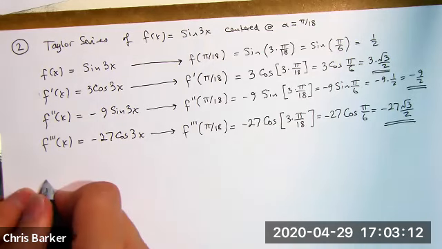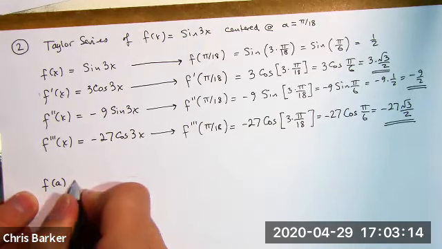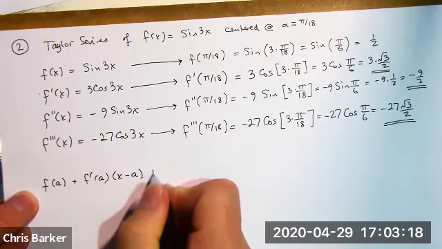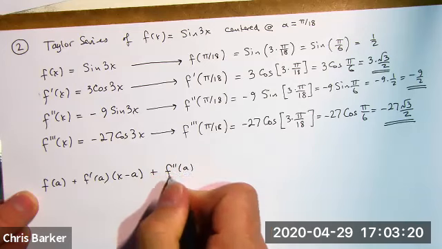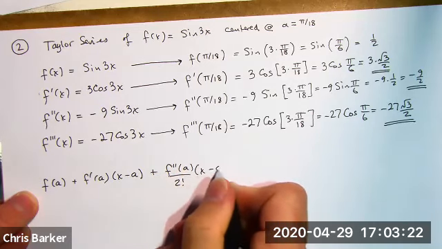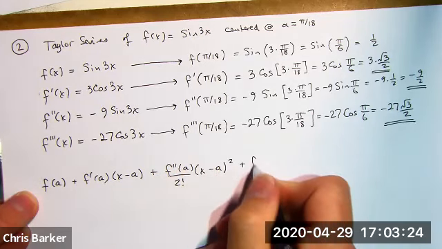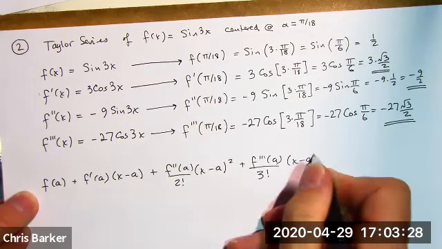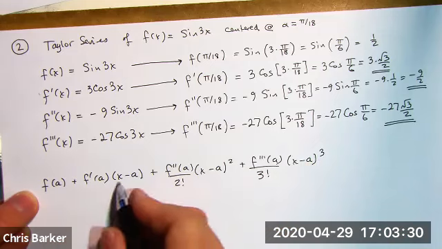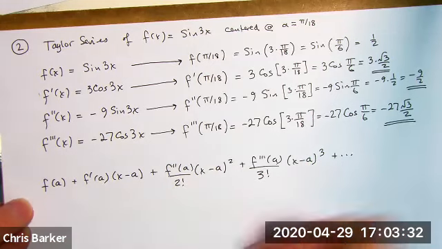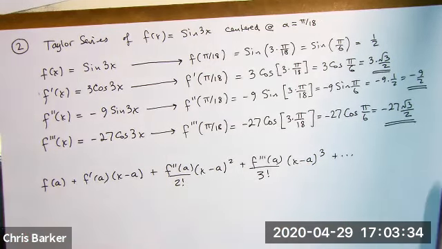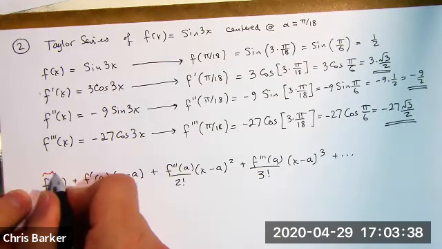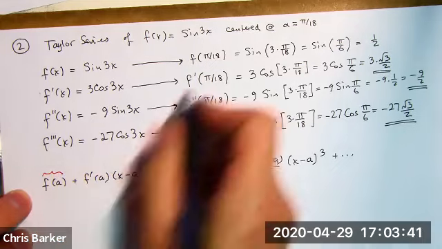Now remember, the generic formula for the Taylor series is f of a plus f prime of a times x minus a plus f double prime of a over 2 factorial times x minus a squared plus f triple prime of a over 3 factorial times x minus a cubed. 1, 2, 3, 4 terms, that's all they asked for, etc. And we just figured these out. We know f of a for us, f of pi over 18, is 1/2.